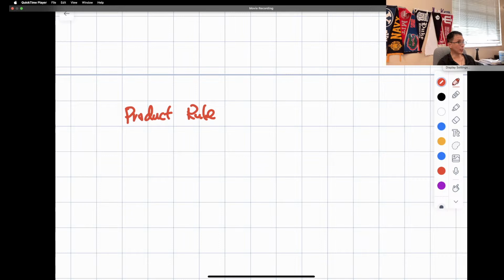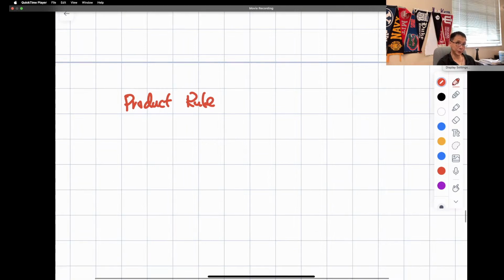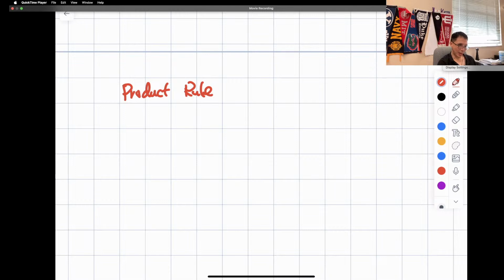Okay, so we are learning product rule. So product rule is, what if you have h of x equal to f of x times g of x?